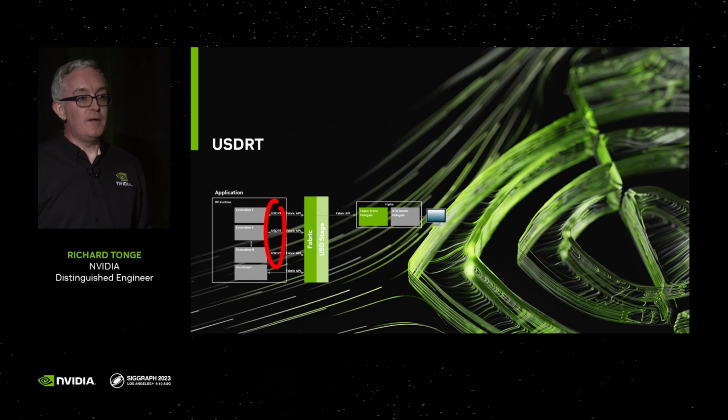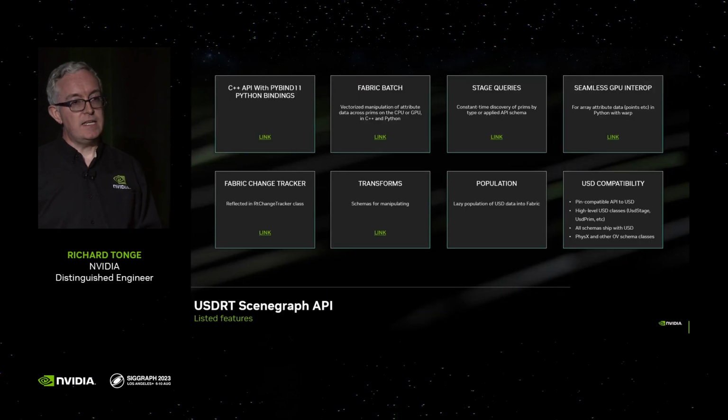So I'd just like to talk a little bit about USDRT. As I mentioned earlier, the goal of USDRT is to make a USD-like API in C++ and in Python to access the composed stage, because most real-time work is happening on the composed stage. It's happening after authoring. But USDRT is not just a USD-like API, because it also provides a bunch of extra features which are not in USD to give you access to the extra performance that these special data formats give you.